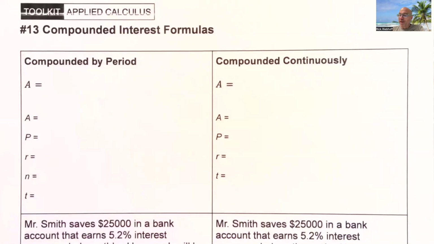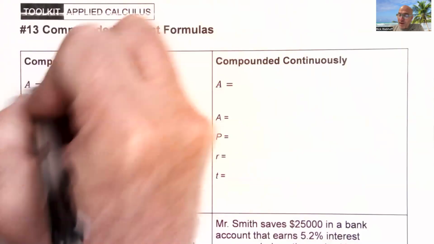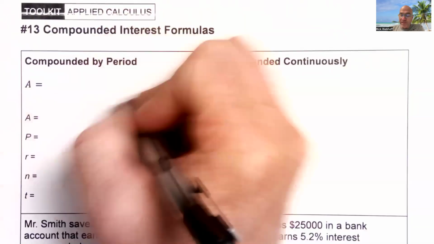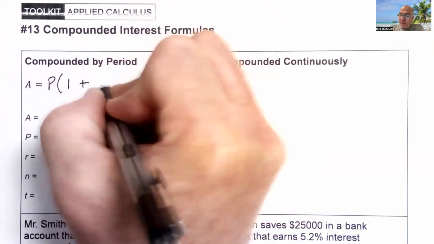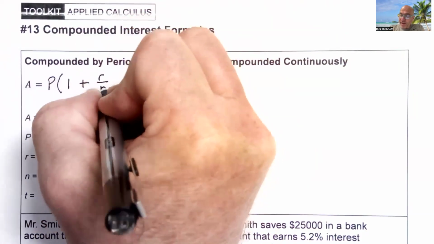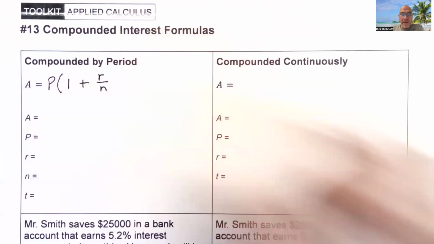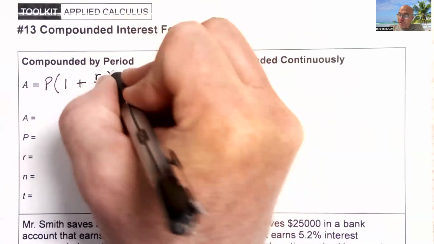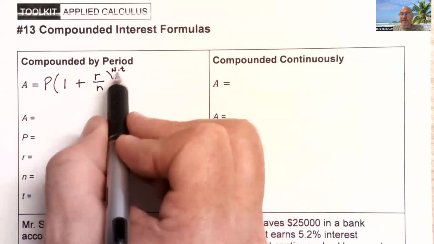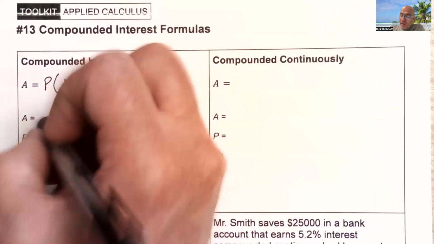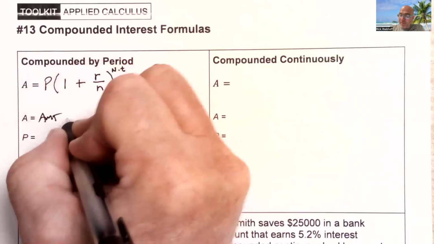Okay, cool. So, two different formulas you've seen before. I'm going to do the formulas and then we'll say what everything is. A equals P times (1 plus R divided by N). It's R divided by N. And then this will be raised to the N times T power, or the NT power. You don't always have to have that little dot there. Okay. A is the amount that you have at the end.